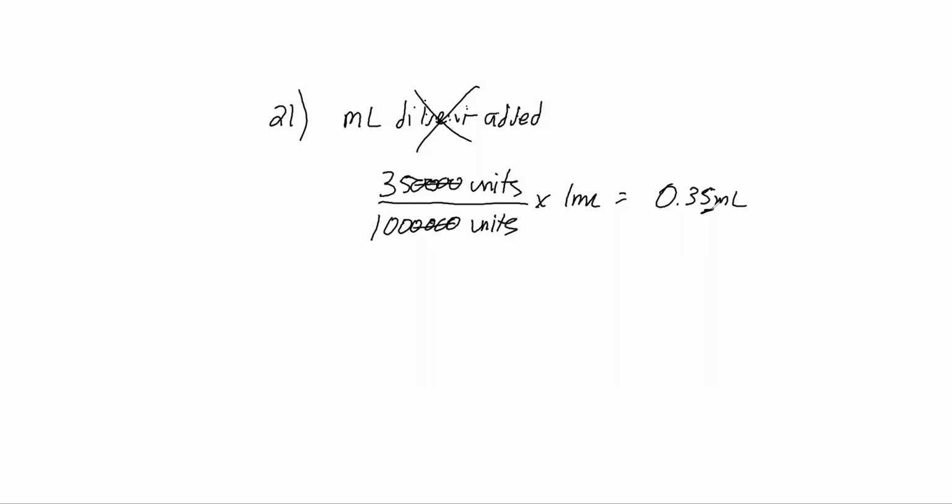Yeah. Okay. So all I said was that you ignore the milliliters diluent added, and then you take the 350,000 units over the strongest concentration, which is the 1 million units per milliliter. And then you don't round that 0.35 because it's a number less than 1. That's all I said, and then I stopped talking.